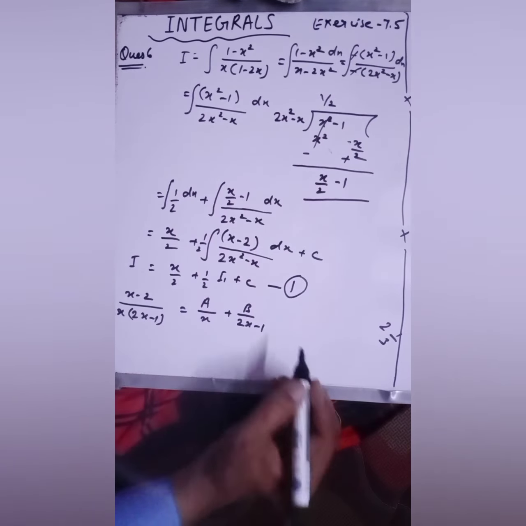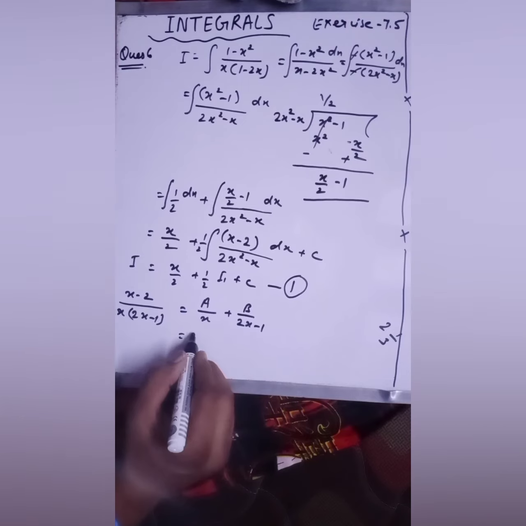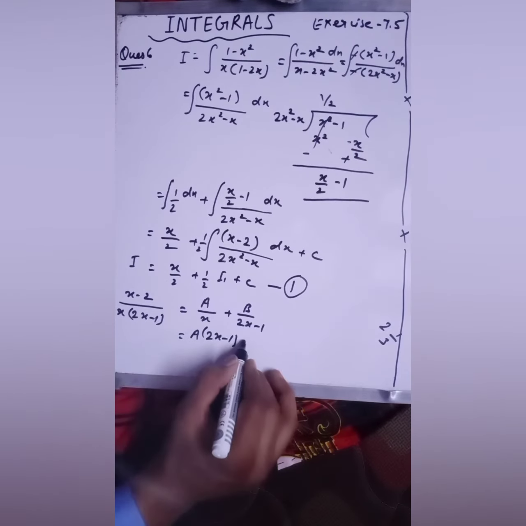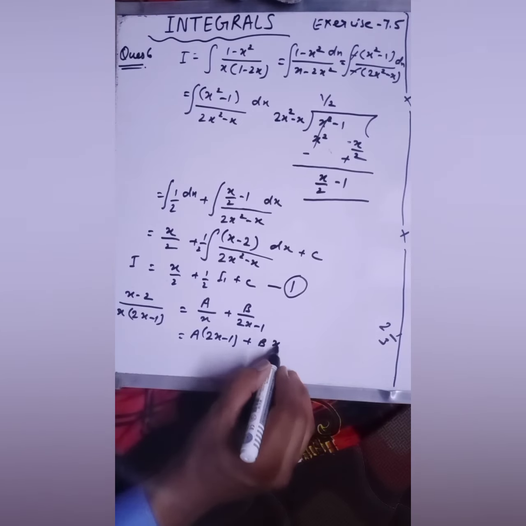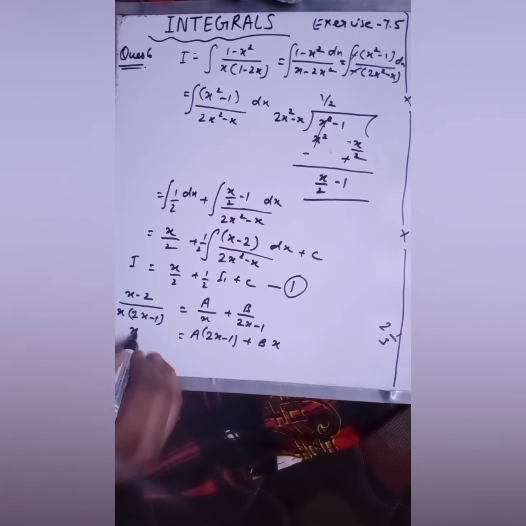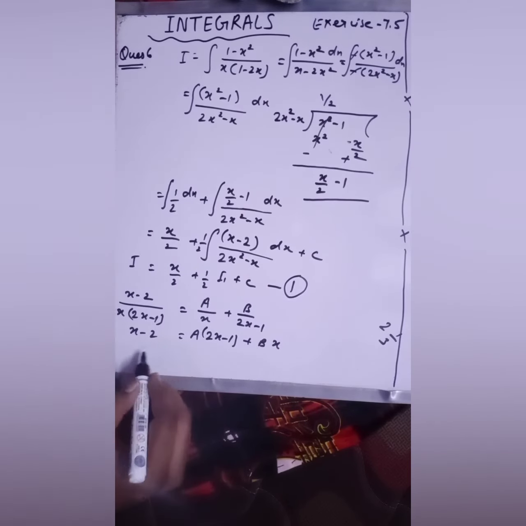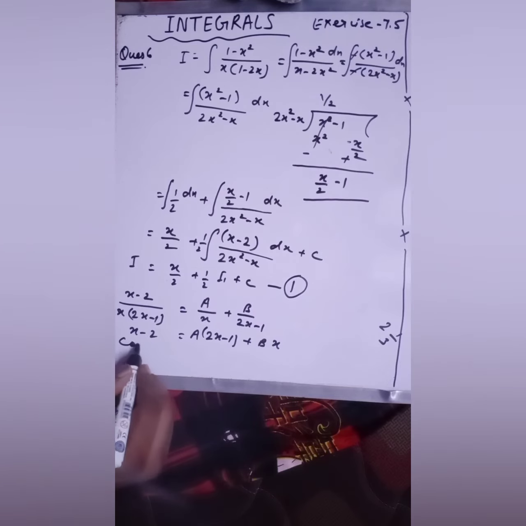Got it? Now in the next step you will take the LCM. So here you will get a into 2x minus 1 plus b into x, that is x minus 2. Got it? And from here you have to calculate the coefficient of x.